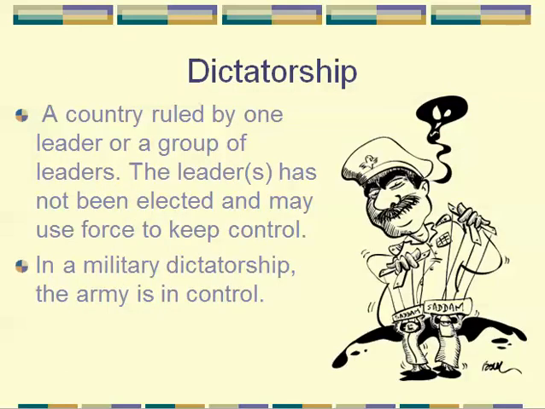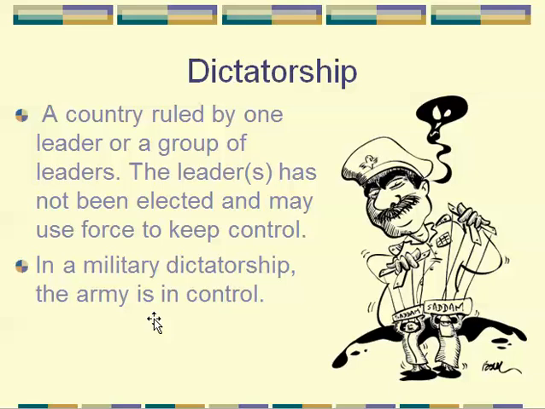And the last form of government I want to touch on is a dictatorship. This is where a country is ruled by either one leader, similar to the monarchy, or sometimes a dictatorship is run by a group of leaders. Usually that leader or group of leaders are not elected, and they often use force to keep control. There's also a situation where there are military dictatorships, where it's the actual army that's in control.